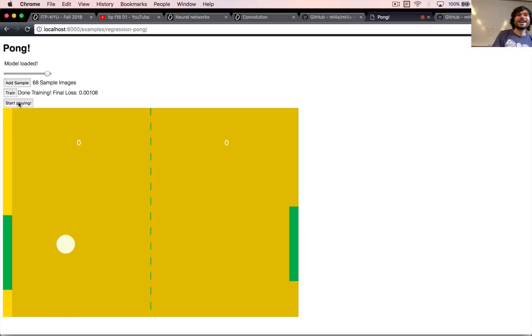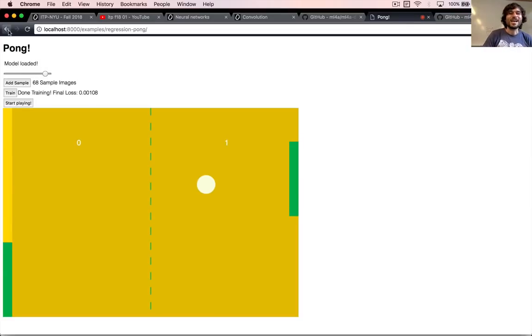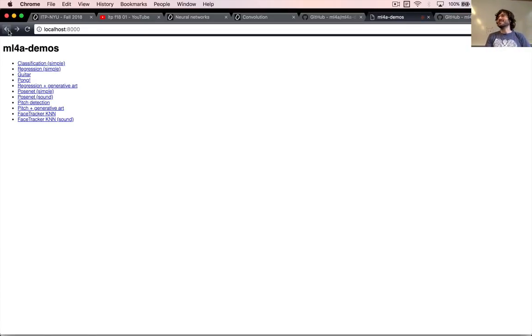And actually, the AI is unbeatable. The AI just goes down if the ball is too low. It's unbeatable. It's like a wall. We can cheat maybe by making it slower, but oh, okay, I lost. Anyway, okay, you can make games, right? So that's the basic idea I was trying to get across.